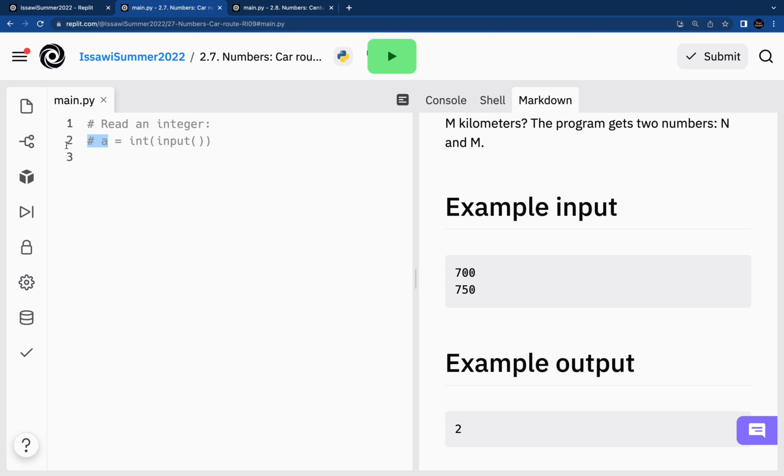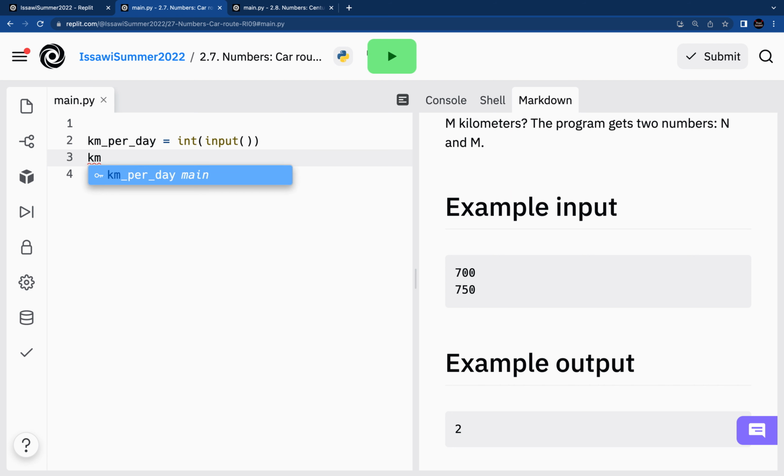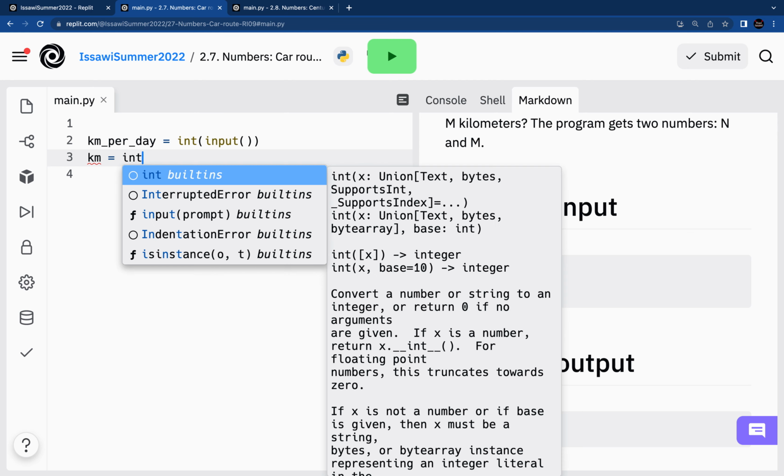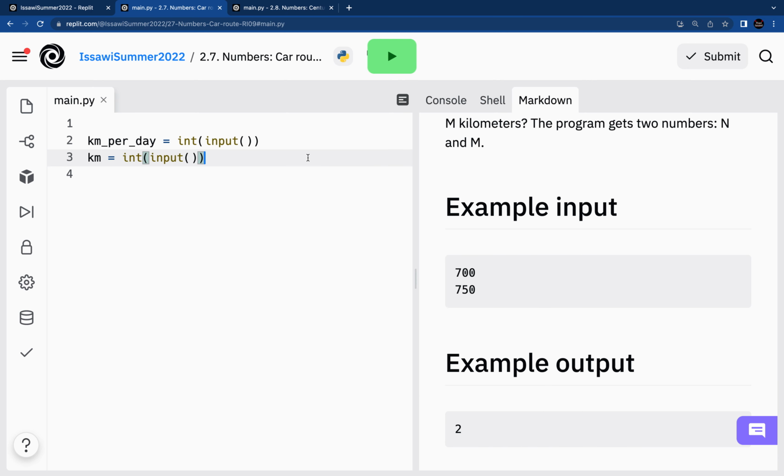So let's say km per day is the first input. It's an integer input. And the second bit of input, so we're taking two lines. The first thing you notice, there's two lines of input. Kilometers to travel basically is equal to also input.